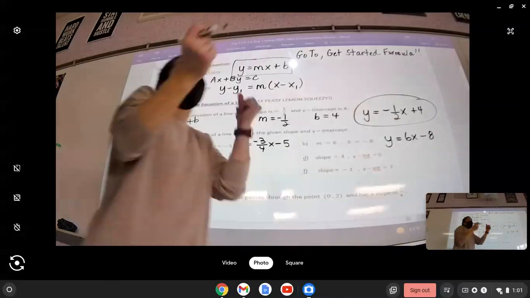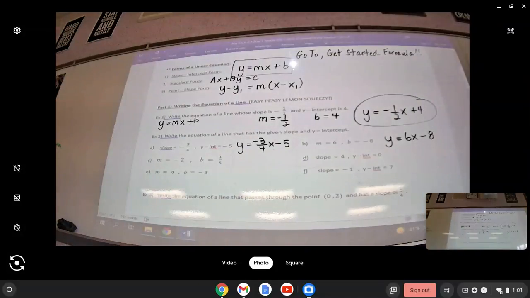Perfect, done. Nice and easy. That's how easy it should be when they give you slope and y-intercept. All right, look at this one.